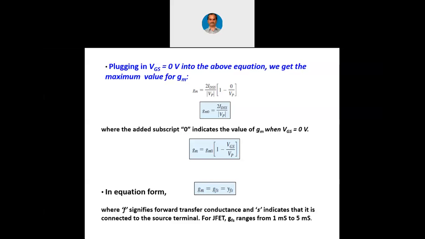That common collector configuration itself, we had called the emitter follower, in the case of which the voltage gain was unity. In the same way, the common drain configuration is called the source follower, and there the voltage gain is also going to be unity. So as they are of a similar approach, there is no need to discuss them again and again. That was the point there.